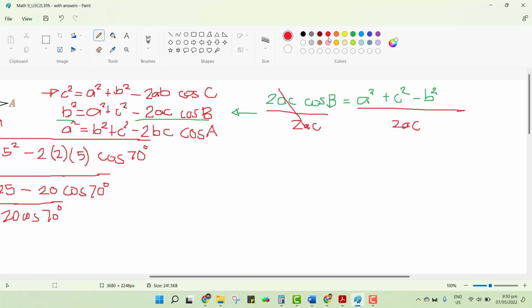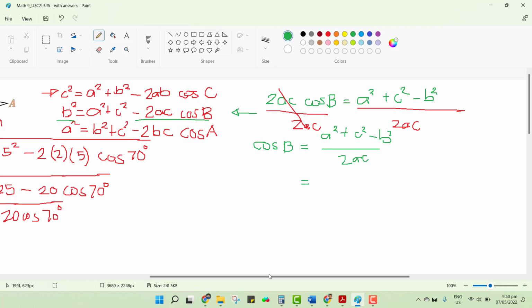So I will have here the cosine B is equal to A squared plus C squared minus B squared over 2AC. With this, we are left with a cosine B, and we could use the inverse of that later. But first, let us try to get the value of this so that this will be easier.